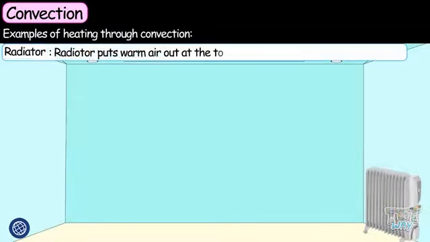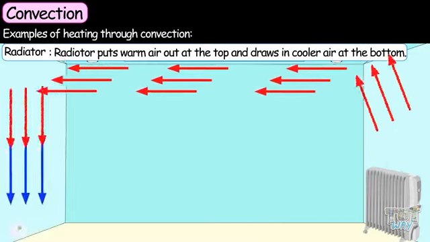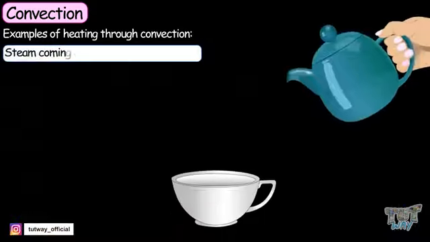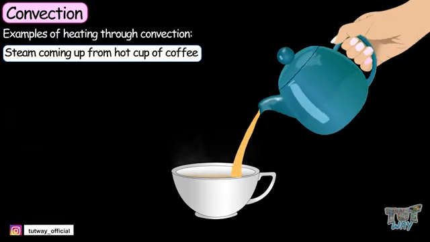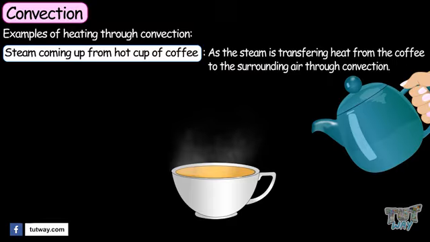Radiator. The radiator puts warm air out at the top and draws in cooler air at the bottom. Steam coming from a hot cup of coffee is an example of heat transfer through convection, as the steam is transferring heat from the coffee to the surrounding air through convection.